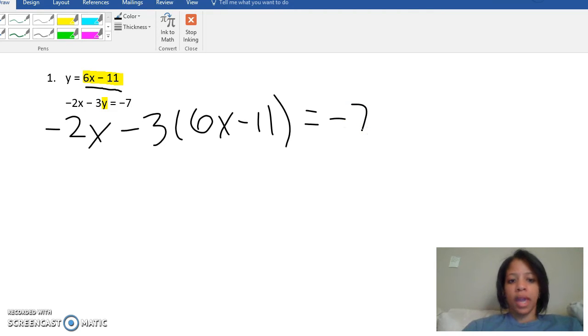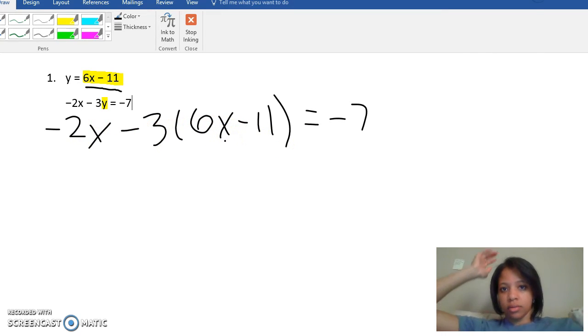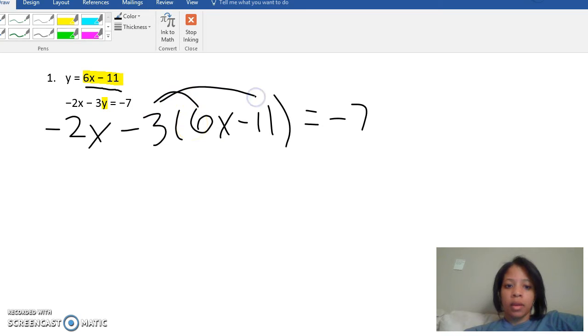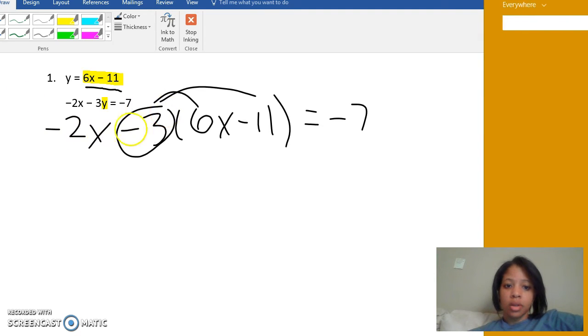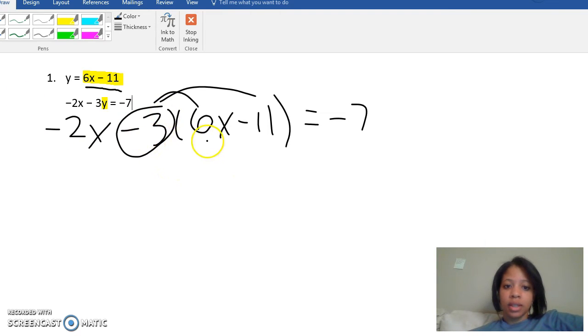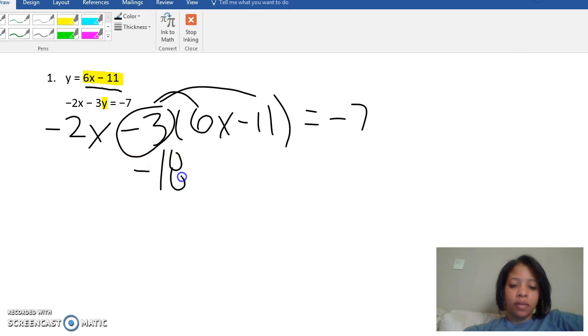So now we have 2 x's, right? So now we're solving for x. So the first thing we want to do is get rid of our parentheses. So how are we going to get rid of parentheses? We're going to distribute. But remember that this is a negative 3 when you're distributing. So when you do negative 3 times 6x, you're going to get what? Negative 18x. Don't forget to include that x with it.